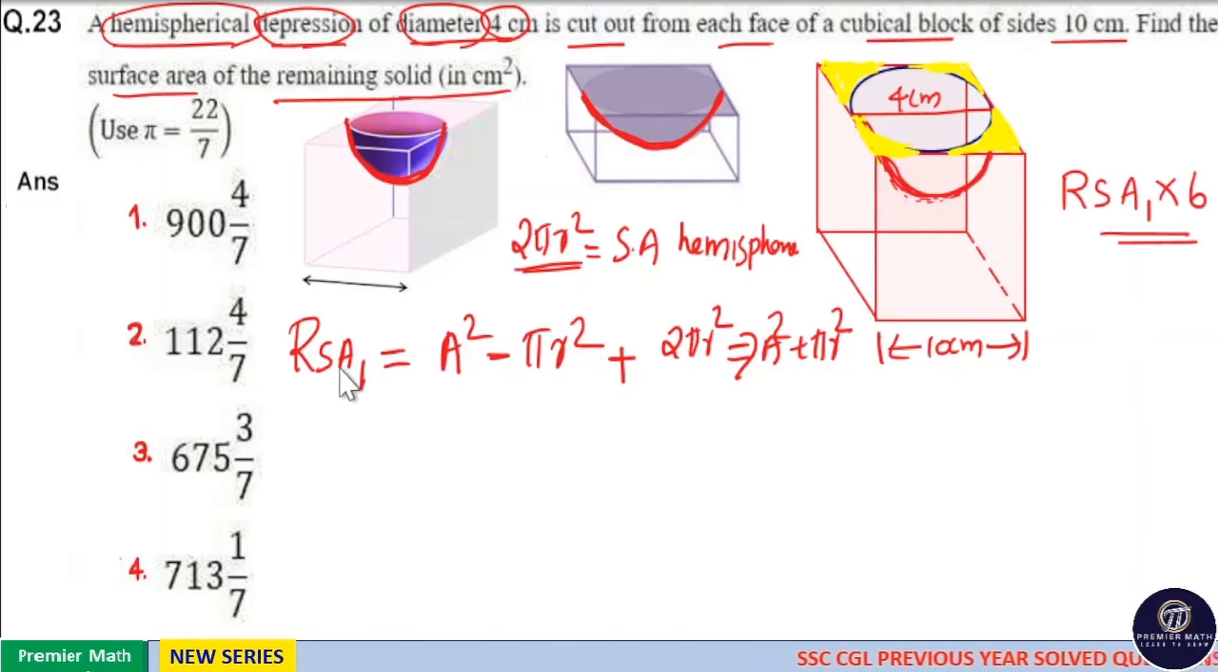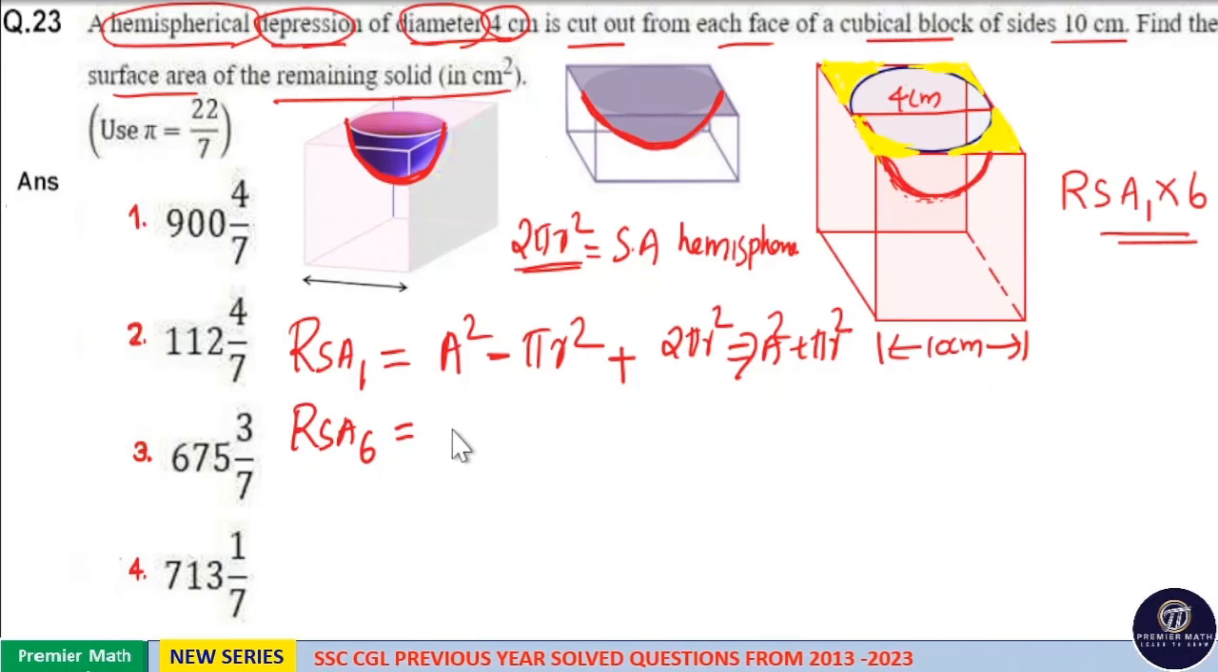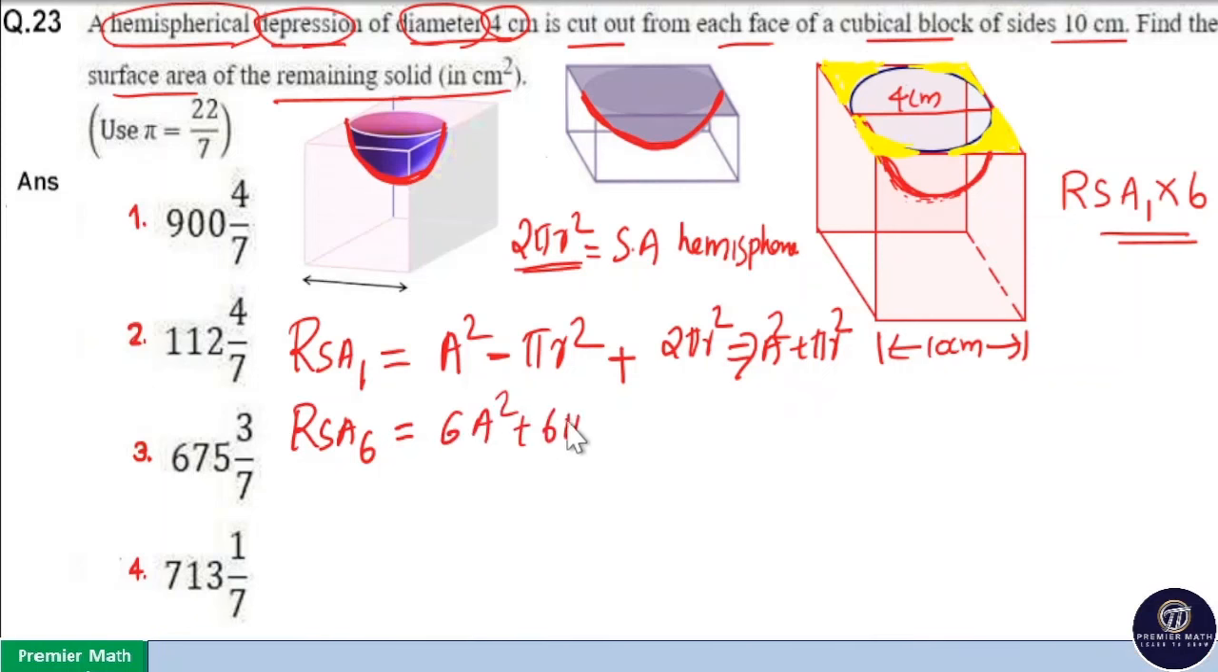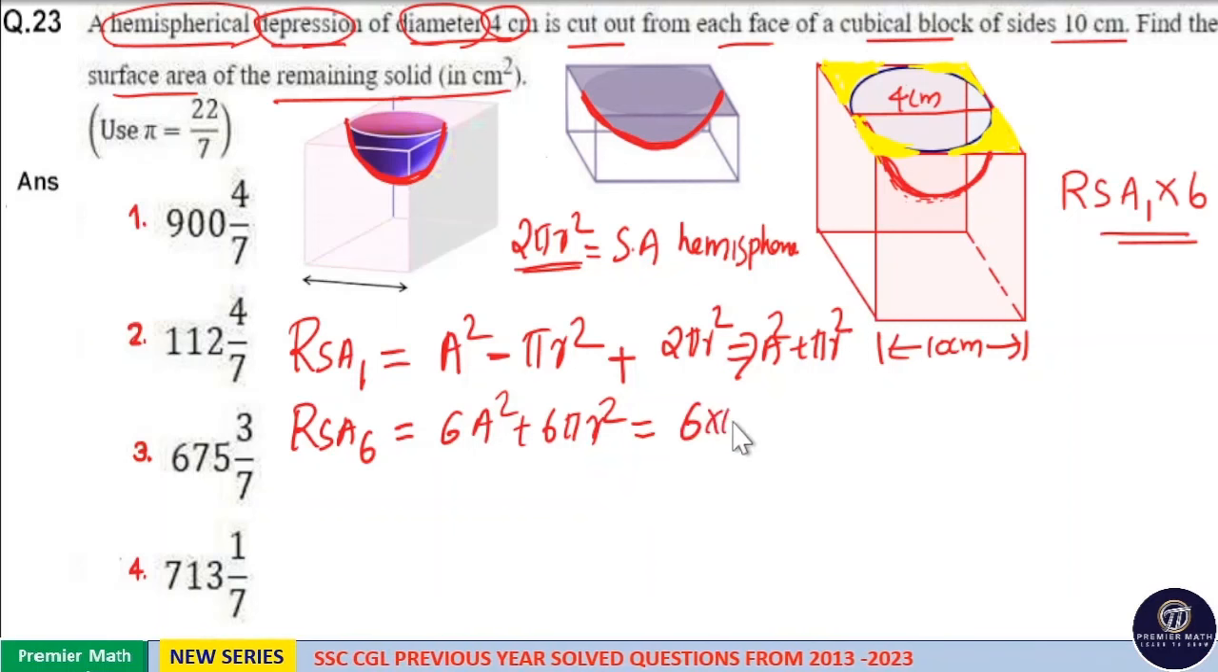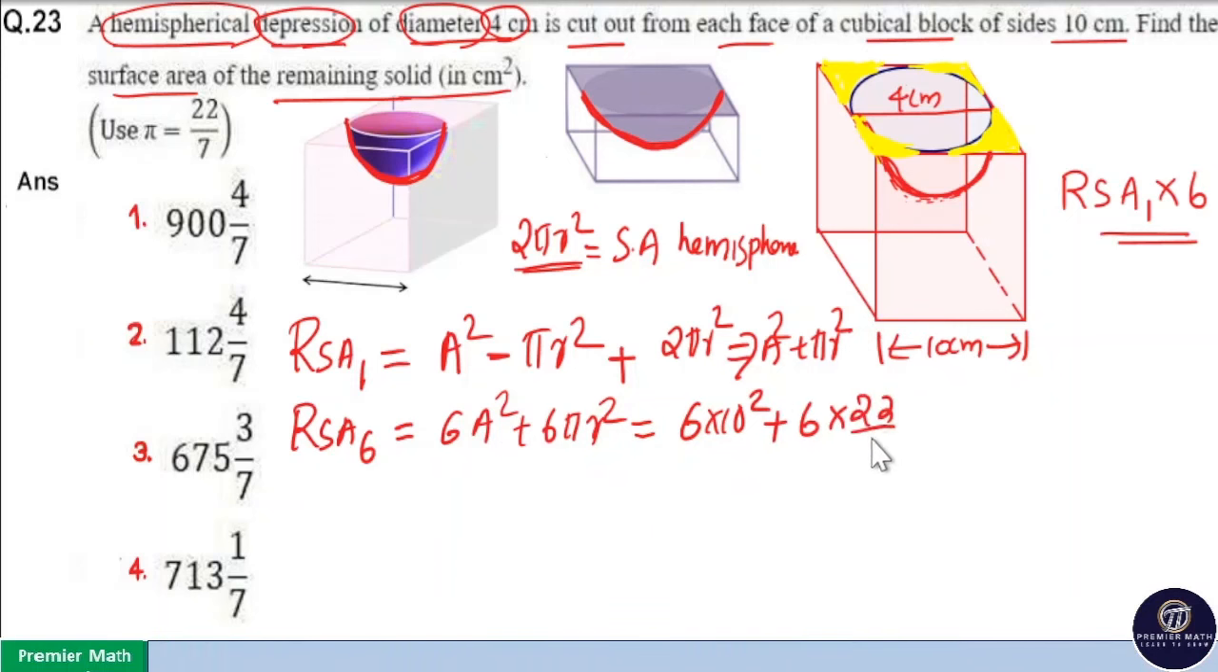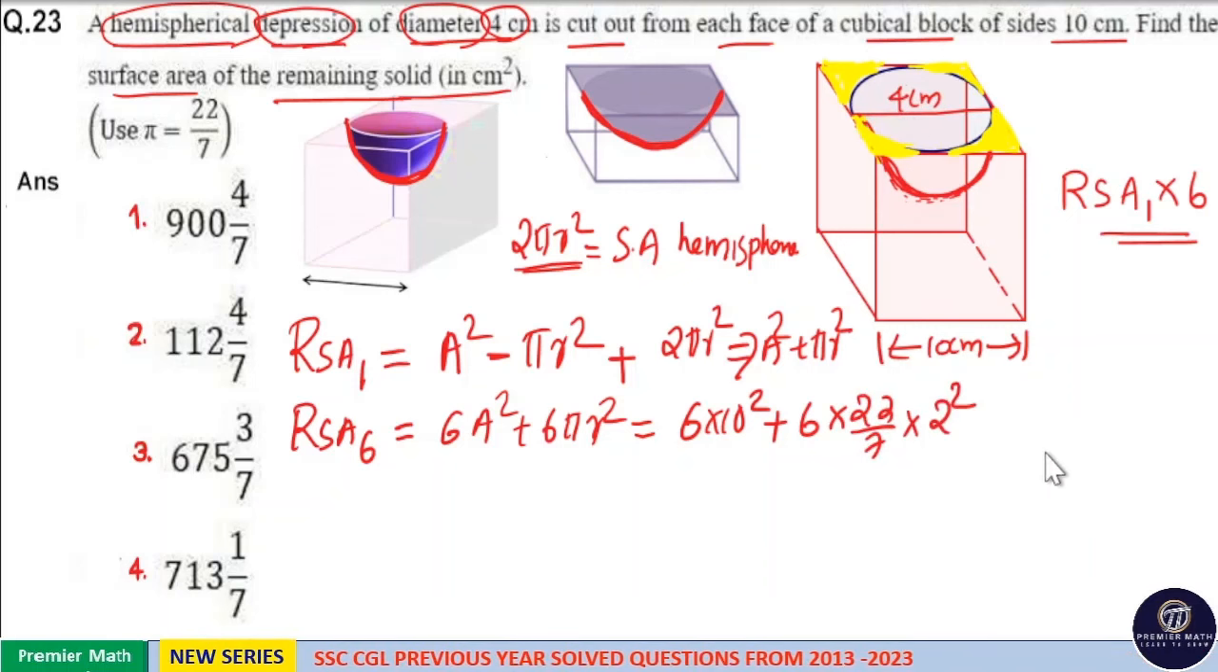Now, this is for one face. So, total there are 6 faces. So, the remaining surface area of 6 faces, which is the remaining surface area of this whole cuboid, is equal to 6 into a square plus 6 into pi r square. Here a is equal to 10 centimeter. So, 6 into 10 square plus 6 into pi, which is 22 by 7, into r square. Here diameter is equal to 4 centimeter, which means r is equal to 2, that is 2 square.